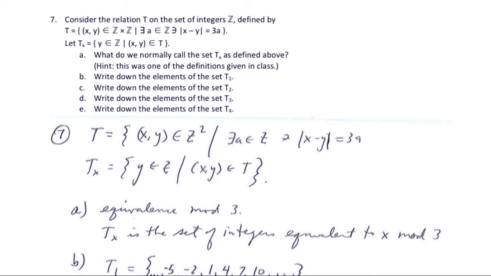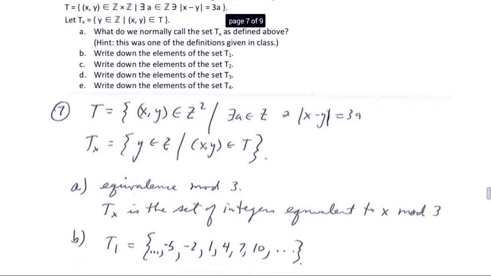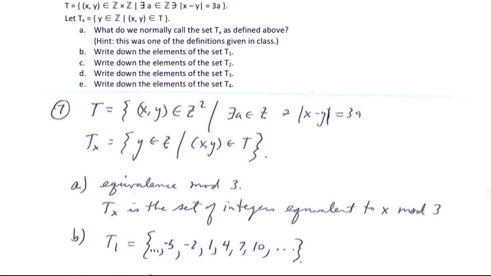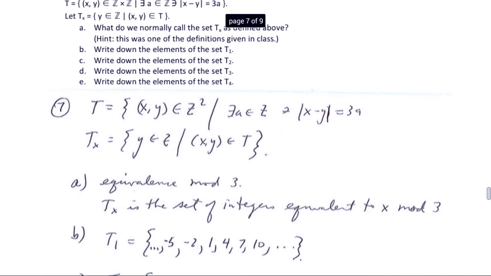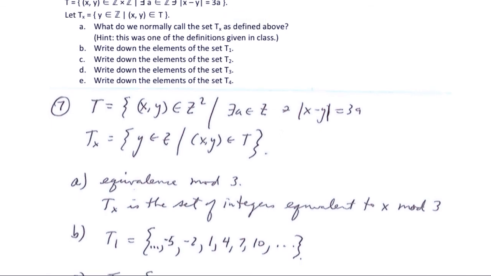And so what do we normally call this? Well, we normally call this equivalence mod 3. So it is an equivalence relation. T sub x is the set of integers equivalent to x mod 3. So if I give you x, let me draw a few integers here. If I give you an x, suppose I give you an x equal to 2, then all those guys whose distances from this element are a multiple of 3 are here, etc.